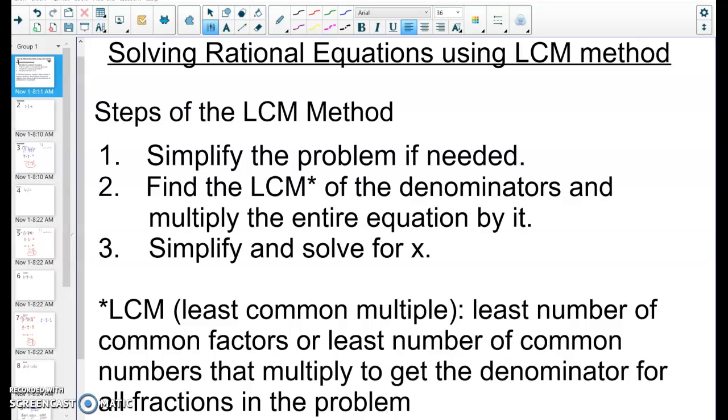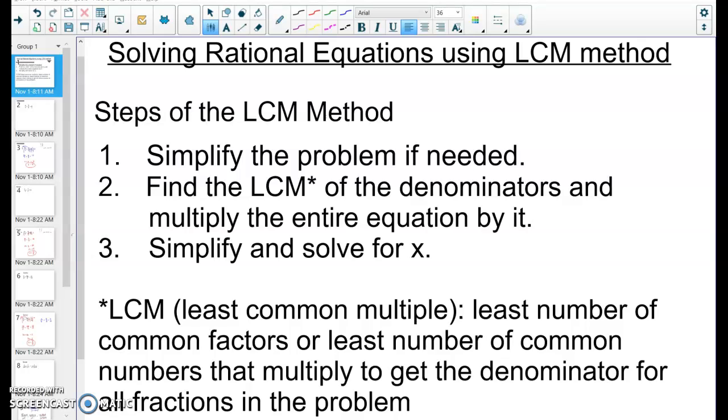Okay, today we're going to look at another method for solving rational equations. And this one we're mainly looking at when you have multiple fractions on one side of the equation. So this one is using the LCM method, so that's your least common multiple. We looked at this process.